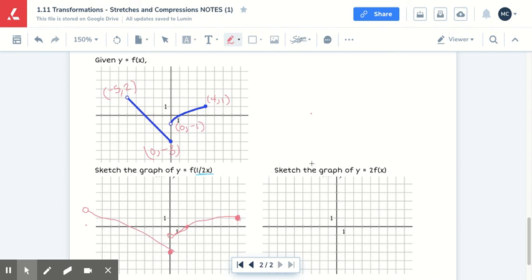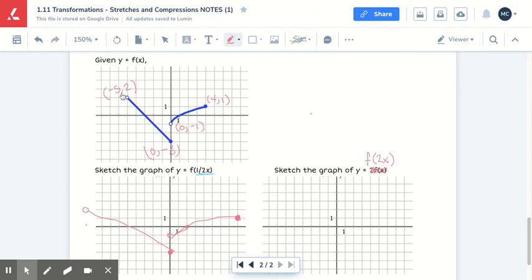Okay, the last one, oops, this is wrong. I'll fix that on yours before I publish it, but this should have been y equals f of 2x. So this one is going to be shrunk horizontally. So to get my new points for this one, I'm going to take the x values from the original function and divide them by 2.